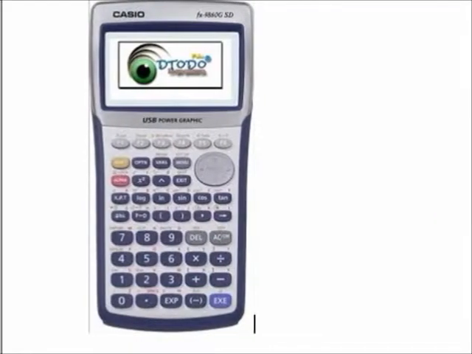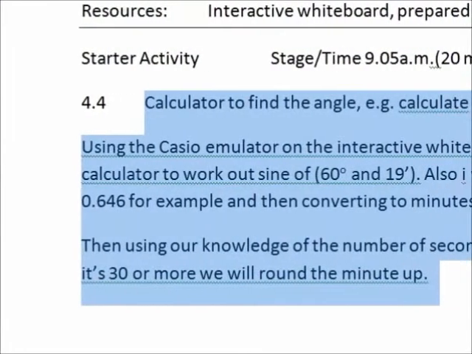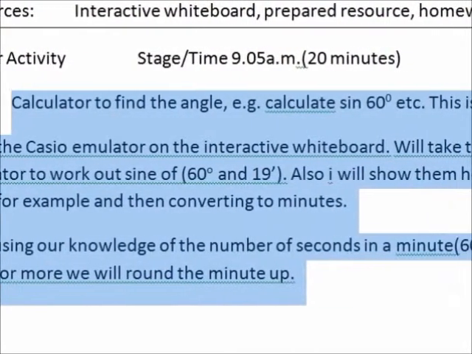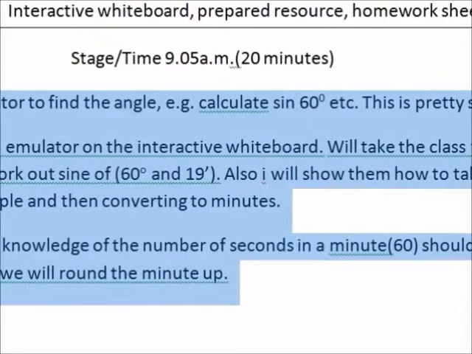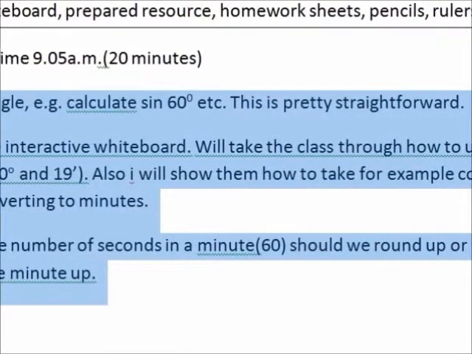Most of the students will be using a Casio calculator such as this. There's an emulator available, so you can put it up on the big screen and push the buttons with a mouse. That's quite good for them to understand how to use their own calculator. So lesson 4 basically is a double period at least to cover these calculator problems. Here we have part of an angle that has to be turned into degrees and minutes.